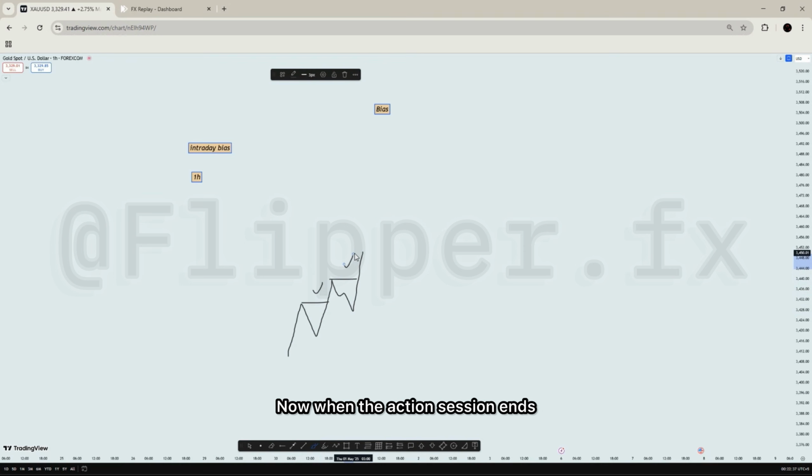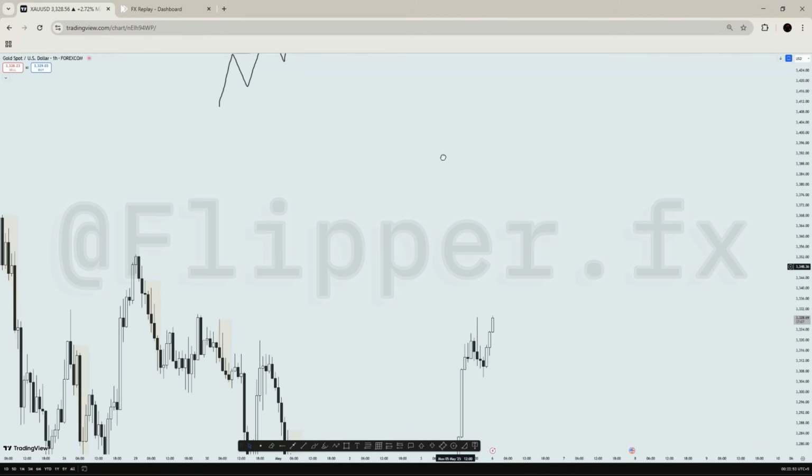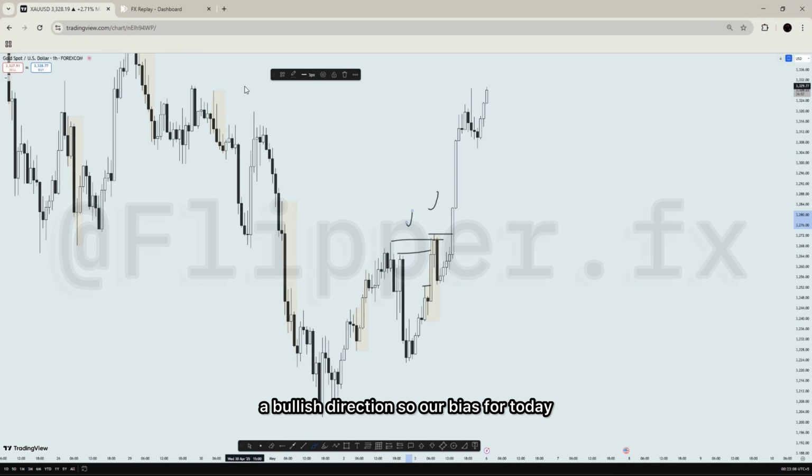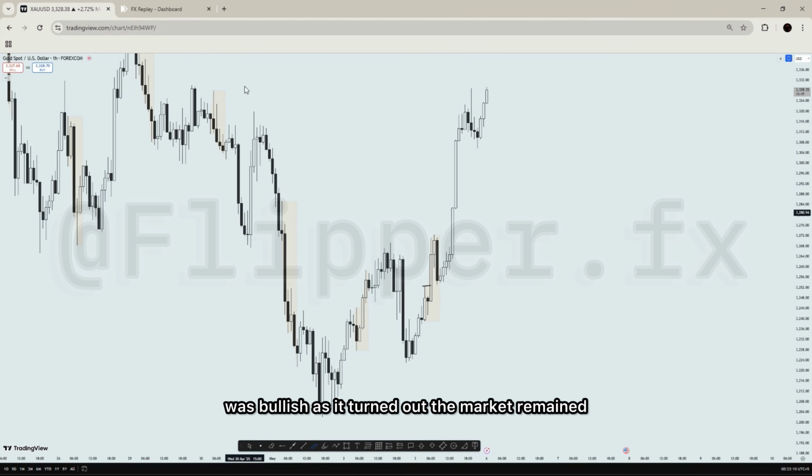Now, when the Asian session ends, we typically have a good idea of which direction the market is heading. For example, let's look at today's chart. Here, this was our Asian session, and from here to here, based on that, we had an idea that the market was breaking structure in a bullish direction. So our bias for today was bullish. As it turned out, the market remained bullish throughout the day.